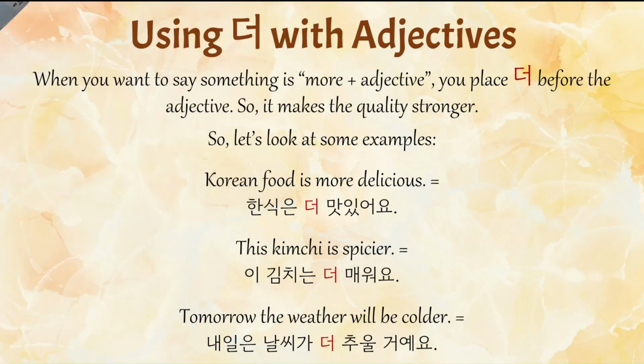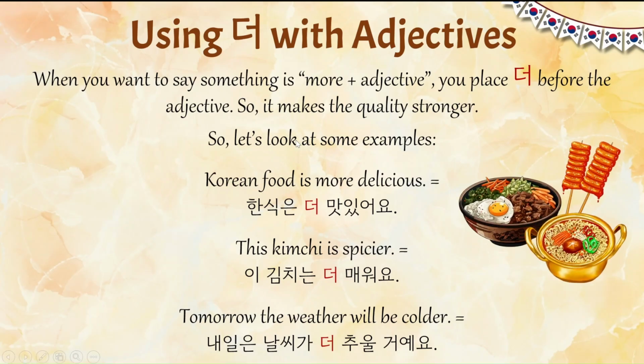Okay? So first of all, let's see how to use 더 with adjectives. When you want to say something is more adjective, okay, something is more delicious or more beautiful or more spicy, then you place 더 before the adjective, okay, and what it does, it makes the quality stronger, it modifies the adjective, it intensifies the adjective. Okay, so let's take a look at these examples to understand how to use 더 with adjectives in sentences.